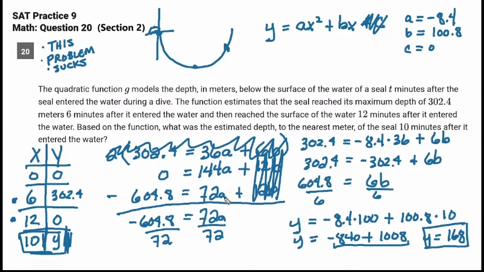If you did negative 302.4 here, you would get negative 168, and then you'd say, wait a minute, depth can't be negative, that's not the way we talk, so we're not going to put in negative 168, we're just going to put in 168. Guys, this problem sucks. It's really hard. You can get it right, though, with a bunch of work, and move on.